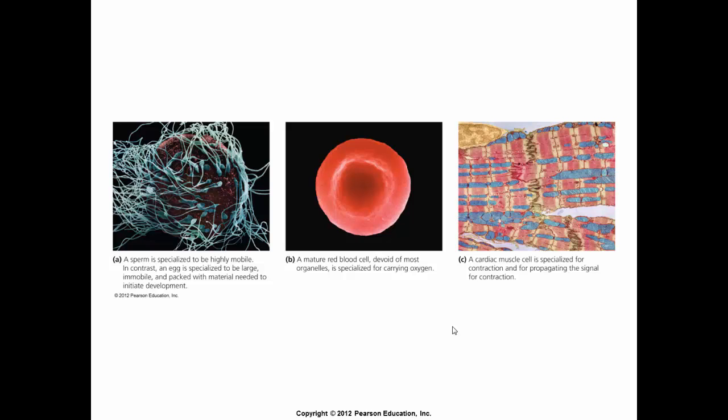A mature red blood cell is devoid of most organelles and is specialized for carrying oxygen. It has the protein hemoglobin. A cardiac muscle cell is specialized for contraction. It contains numerous gap junctions called intercalated discs that allow for the propagation of the signal for contraction from cardiac cell to cardiac cell.